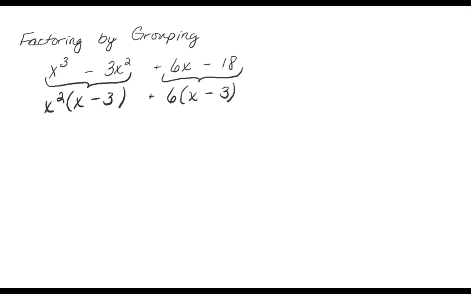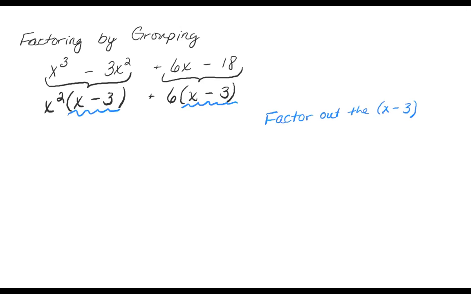So now this is where this is going to go one step further. Notice that I now have a factor in common. Each of my terms has this x minus 3. So that has become a factor in each of my terms. It's a factor in the first term, and then it's a factor in the second term. So to finish this up, I'm now going to factor out that GCF of x minus 3.